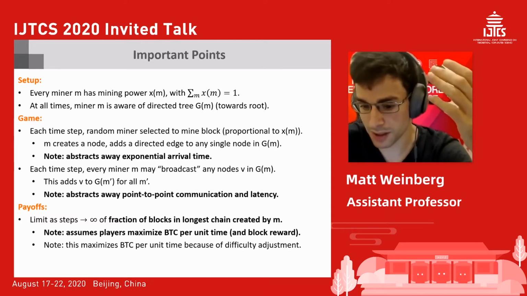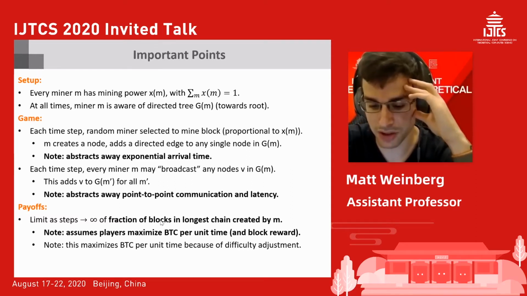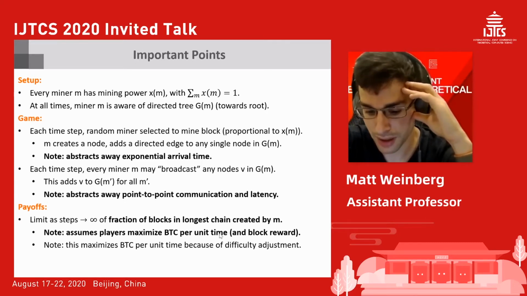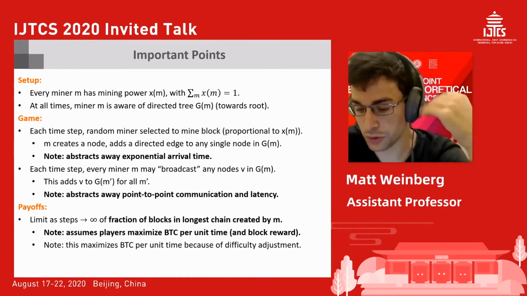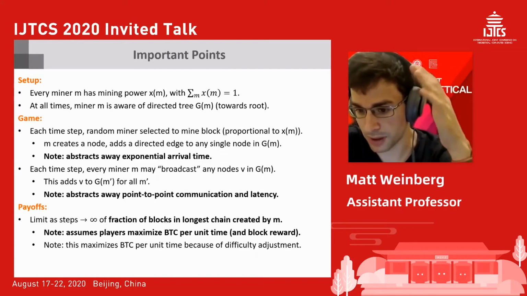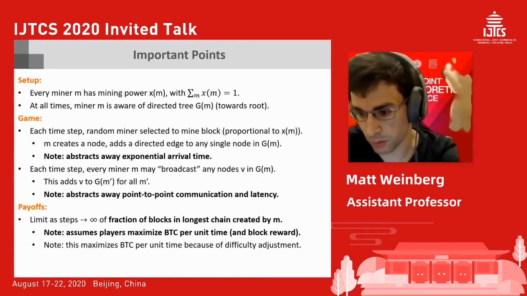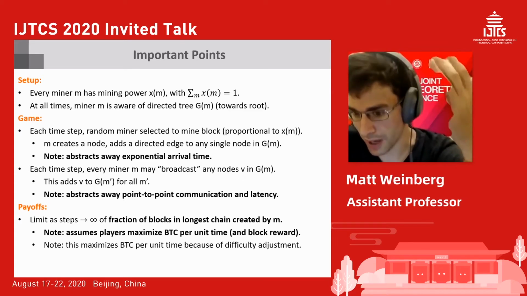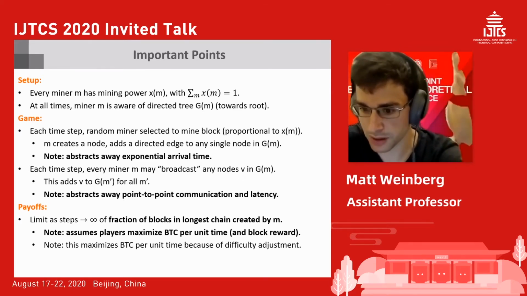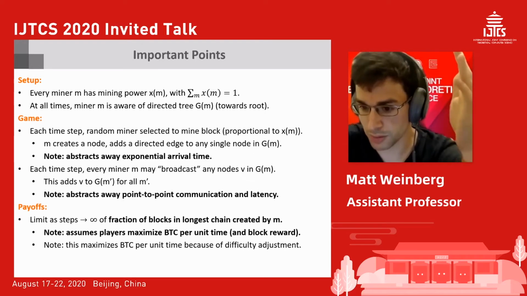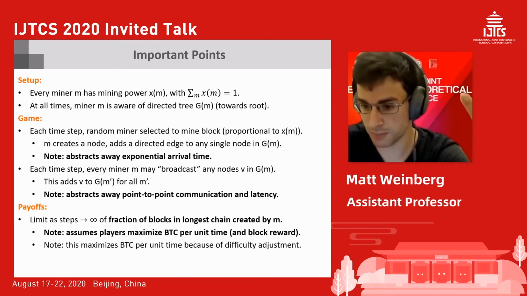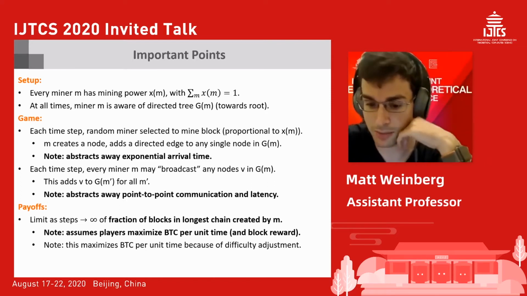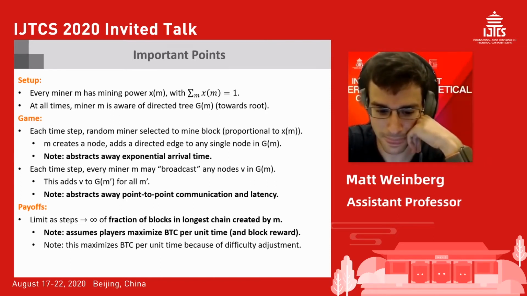So let me very quickly say why maximizing the fraction of blocks in the longest chain is maximizing your Bitcoin per unit time. The reason for that is because Bitcoin has this difficulty adjustment. And due to the difficulty adjustment, the longest chain of Bitcoin grows at 2016 blocks per week. And so as a result, that means that the number of blocks in the longest chain are really normalized with unit time. So the fraction of blocks you have in the longest chain is implicitly or explicitly normalized by unit time.